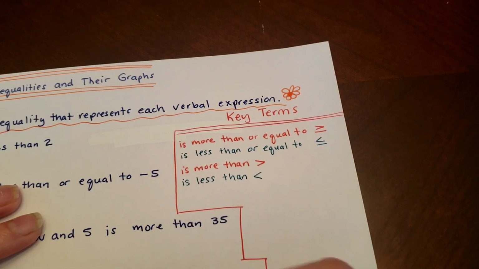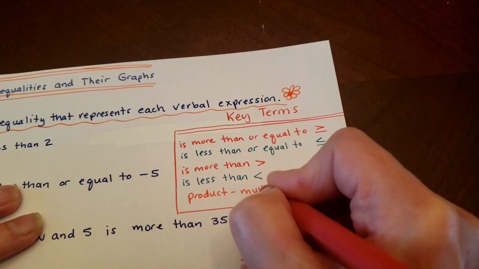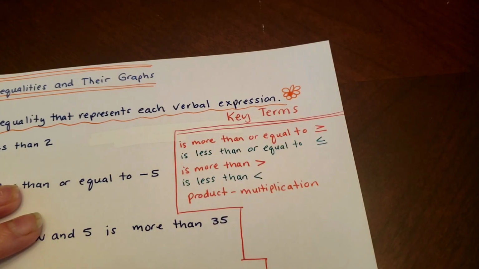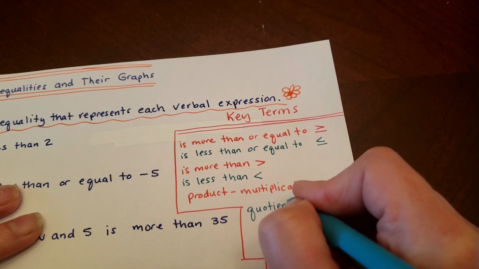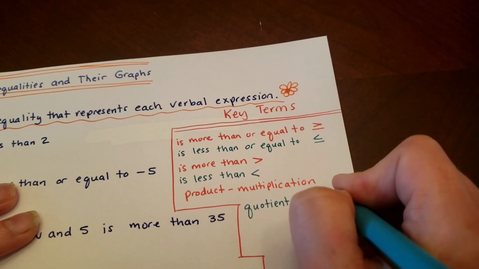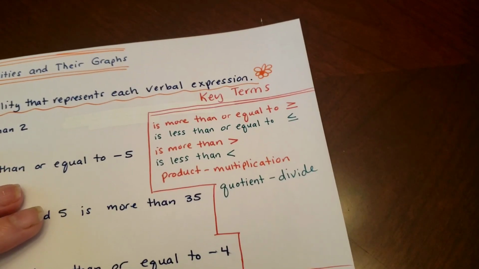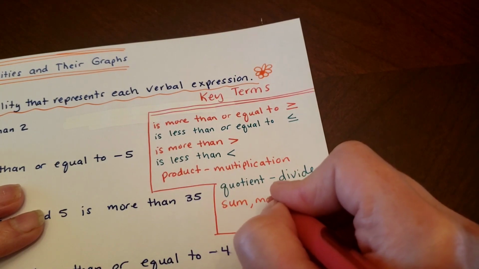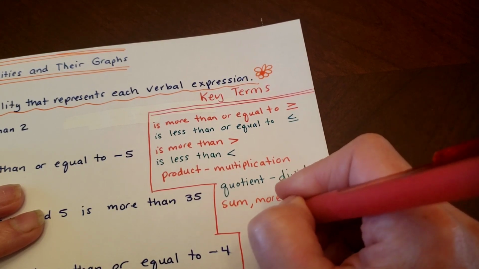Then some other ones we have is if it says the word product. Product means you are going to use multiplication in order to do the problem. So you're multiplying two things, so you can mark it with parentheses or you can put a dot. If it says quotient, that means it is a dividing problem, so you're going to want to use division. If it says the word sum, or a "more than" by itself with no "is," then that's going to be addition.